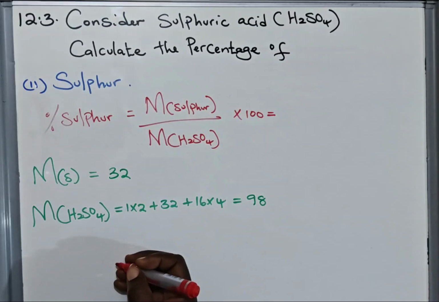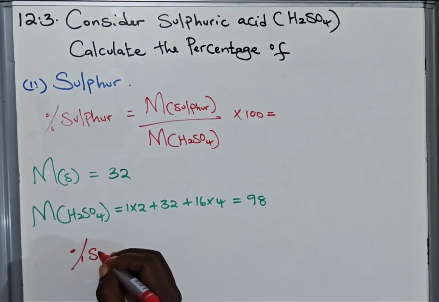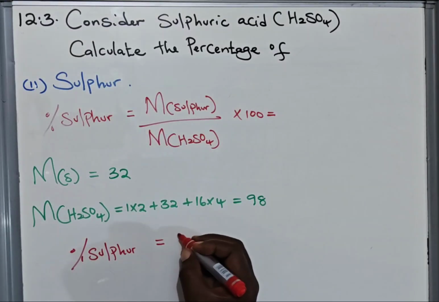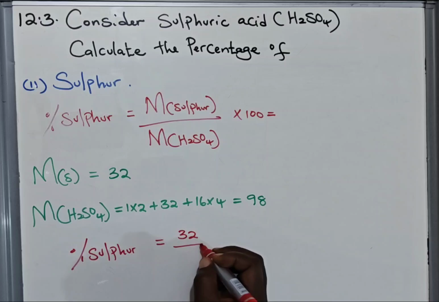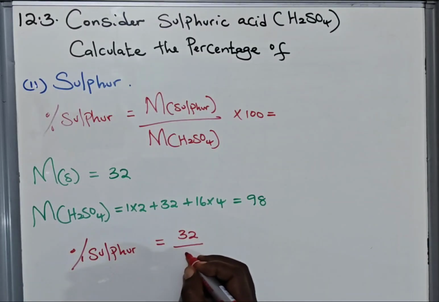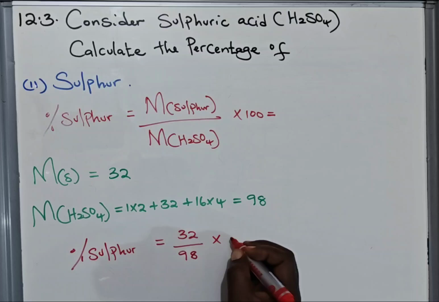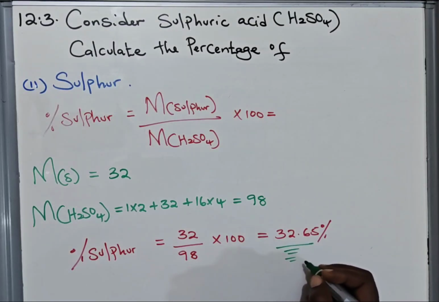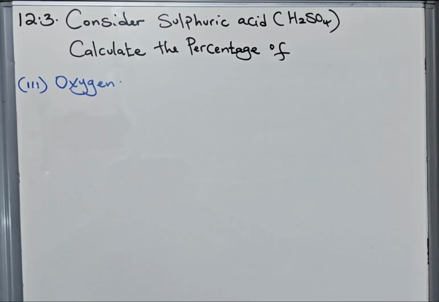So when you come to substitute, what are you going to say? That percentage of sulfur is going to be mass of sulfur, which is 32, over molar mass of sulfuric acid, which is 98, times 100. Yeah, so giving you this 32.65% as the percentage of sulfur in sulfuric acid. Okay.